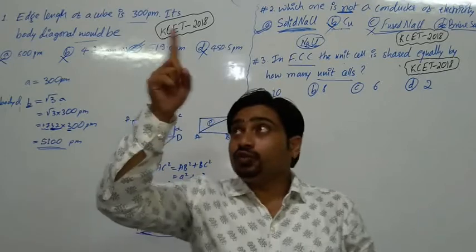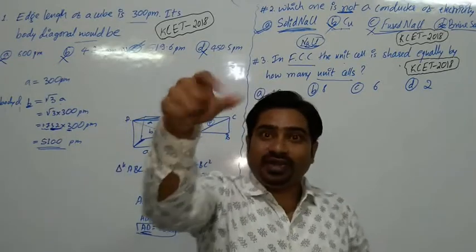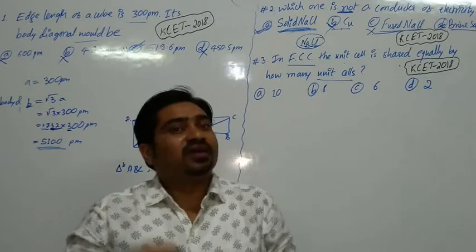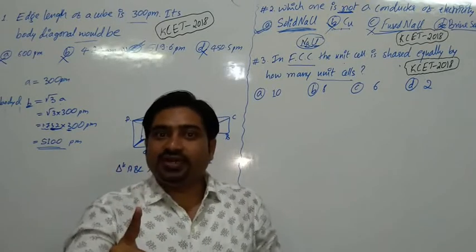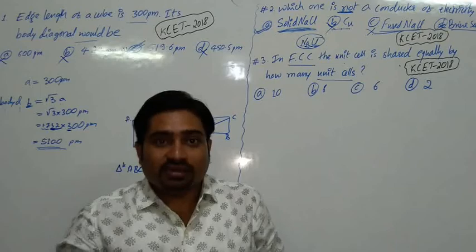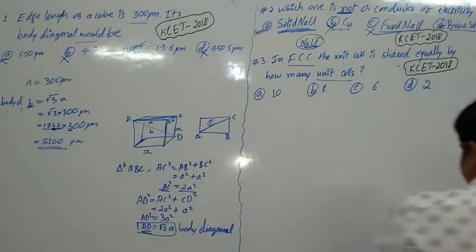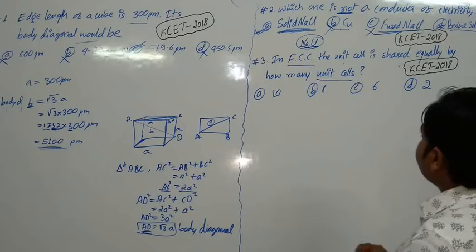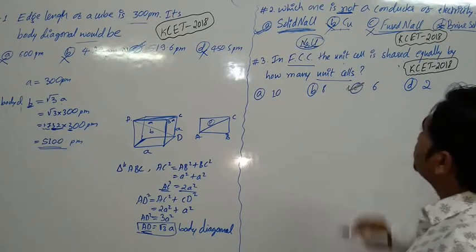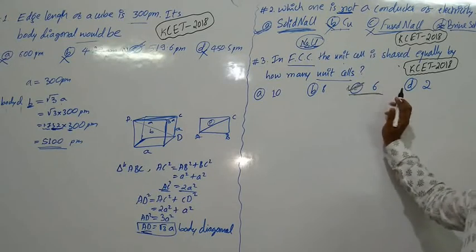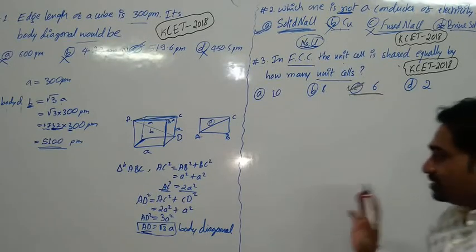1 2 3 4 5 6. It means one FCC unit cell, not only FCC, every unit cell, one unit cell is shared equally by 6 unit cells. So our answer is 6. So one unit cell is equally shared between 6 unit cells. Okay, so like this you can simply solve.